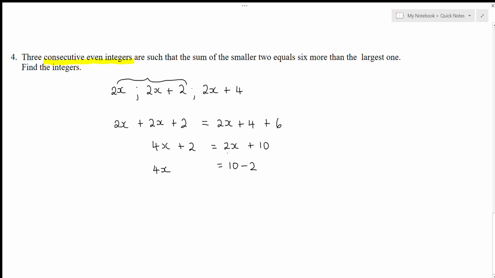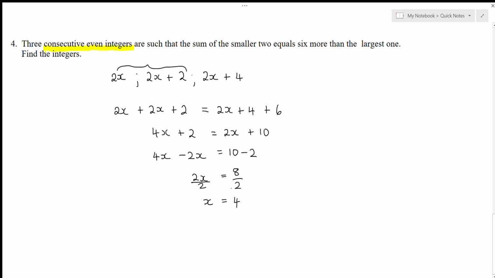We've got 2x on the right-hand side. We're going to minus 2x on the right-hand side, therefore minus 2x on the left-hand side. So 4x minus 2x would give me 2x equal to 8. And then divide both sides by 2, and x is equal to 4. So x is 4.